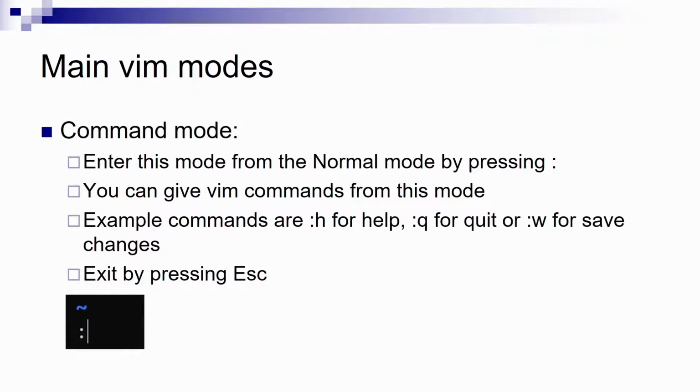Now there are more modes than I will present in this video, but these three are the main ones, and the third that I want to show you is the command mode. You can enter the command mode from the normal mode by pressing the colon key. And in this mode you can give Vim different commands. For example, you can type H to get help on what to do in Vim, or you could type Q to exit the program, or you could type W to save your changes. And like always, to exit this mode, just press escape.